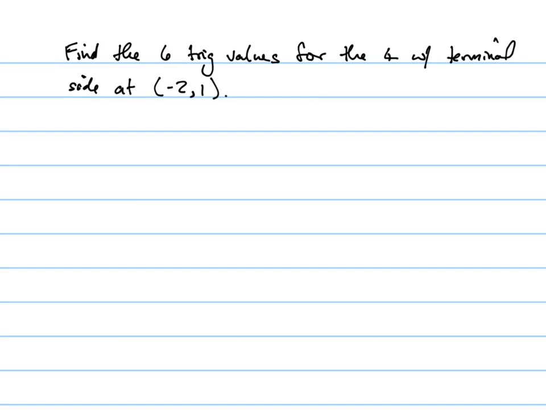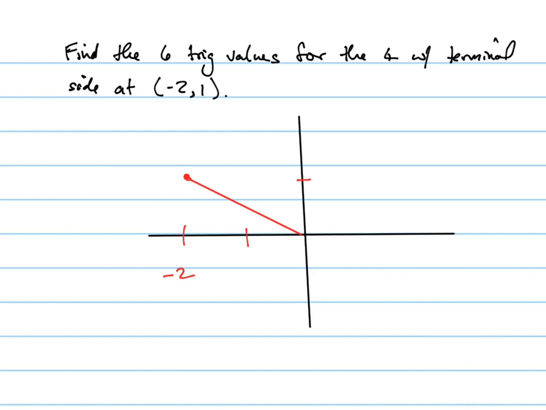Okay, so we want to find the 6 trig values for the angle with the terminal side at -2, 1. So this is what this means. If we take our Cartesian plane and we take our angle with terminal side at -2, +1, that means this. Remember, you always start here and you go this way. This is your initial side. Okay, so this is the angle that they're asking us about.